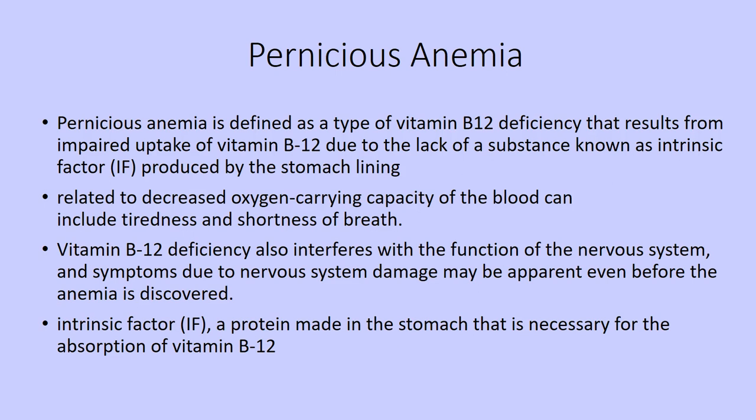We also have pernicious anemia. Pernicious anemia is defined as a type of vitamin B12 deficiency that results from impaired uptake of vitamin B12 due to the lack of a substance known as intrinsic factor, or IF, which is produced in the stomach lining. This is related to a decreased oxygen carrying capacity of the blood, which can include tiredness and shortness of breath. Vitamin B12 deficiency also interferes with the function of the nervous system, and symptoms due to the nervous system damage may be apparent even before the anemia is discovered.